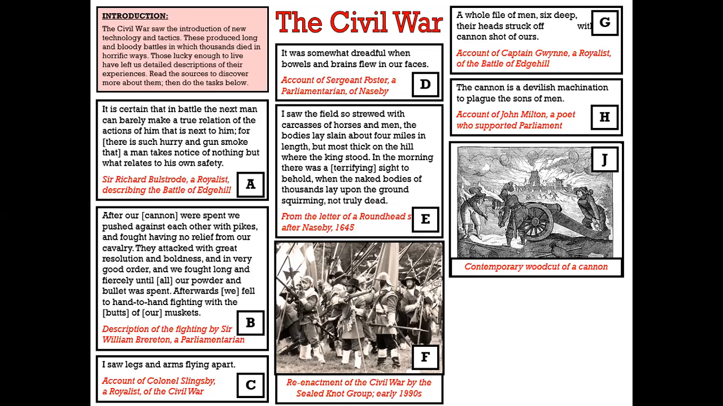So I see. Account of Colonel Slingsby, a royalist of the Civil War. He said, I saw legs and arms flying apart. Literally. He means literally. If they're flying apart, what's missing? That's right. 'Tis the bodies. They've been shredded. What weapon do you think has been used against these people? Spot on. It's a cannon.